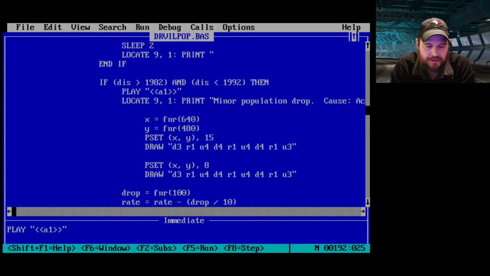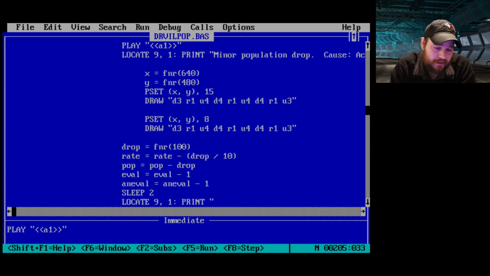Okay, so we draw the white tombstone and immediately cover it up with the gray tombstone. Now the drop is randomly between 1 and 100, and the rate is going to be decreased by 1/10 of what drop is.